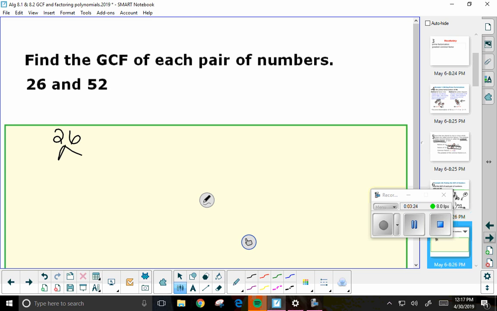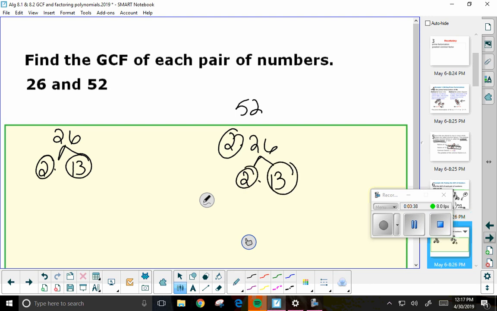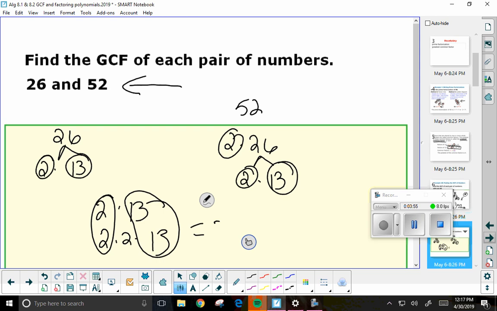For 26, the prime factorization is 2 times 13. Both of those are prime. 52 is 2 times 26. That becomes 2 times 13. And so to find the greatest common factor of these two numbers, list the prime factorization, and then circle the common ones and multiply. This would be 2 times 13, which is 26. The biggest number that goes into both 26 and 52 is 26.